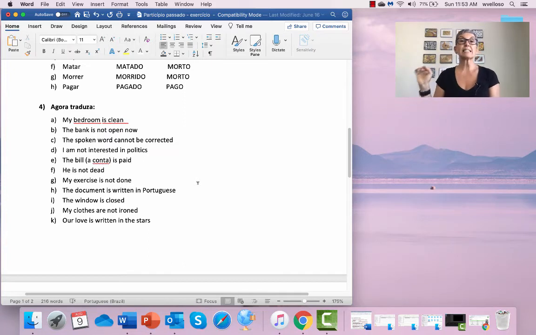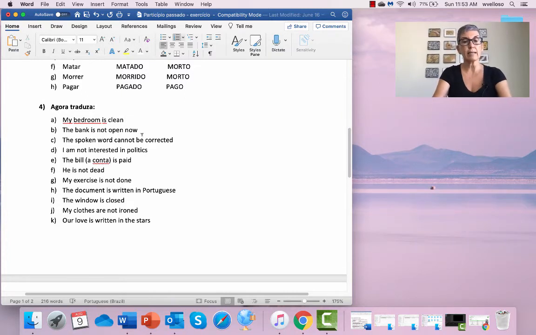My bedroom is clean. So, meu quarto está limpo. So you see that here you have clean, meu quarto está limpo. Somebody cleaned the room. So the room is clean, okay? So you are using the verb, in this situation, you're always going to use the verb estar, okay? Então, meu quarto está limpo. Meu quarto está limpo.